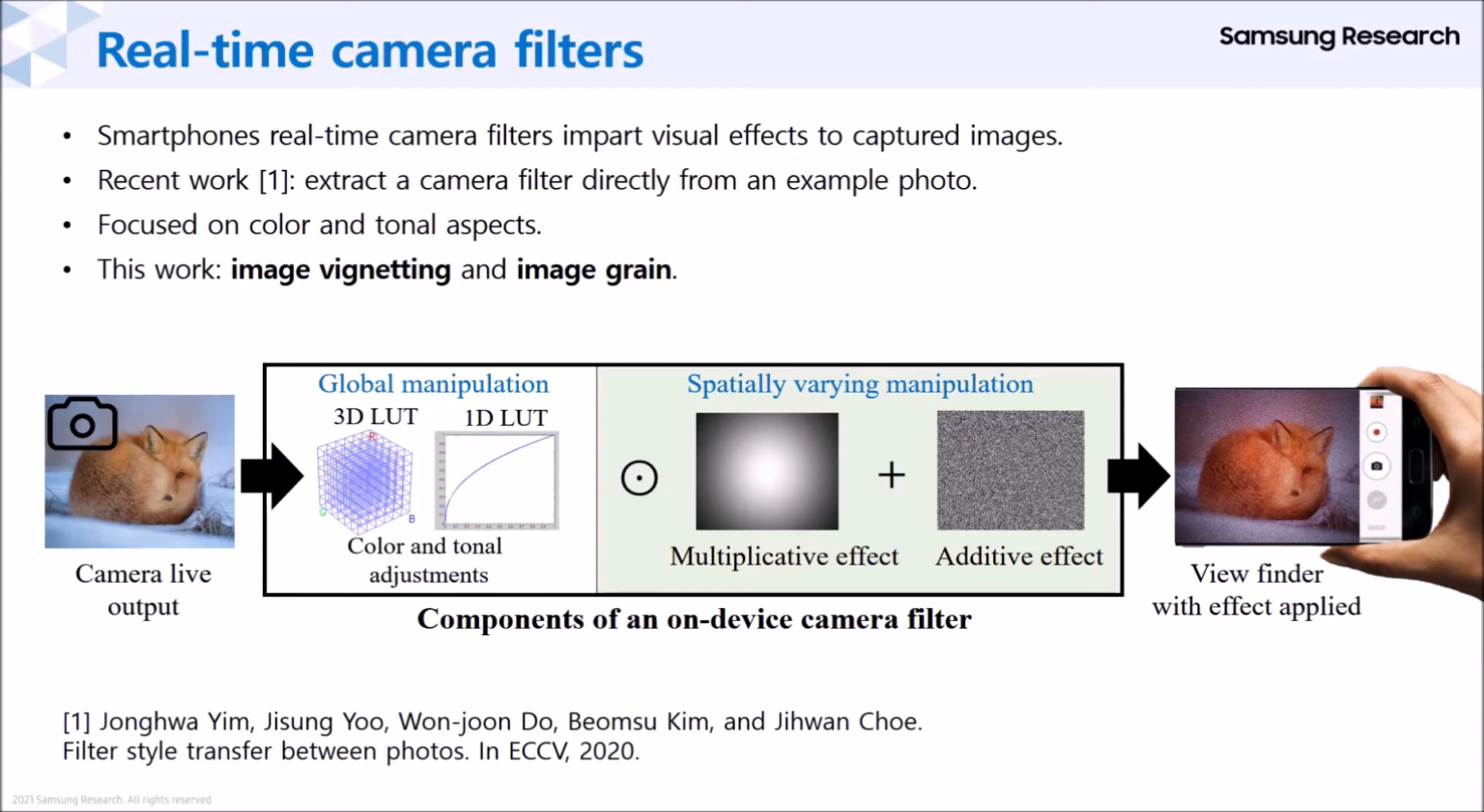In this work, we introduce a method to extract two spatially varying effects commonly used by on-device camera filters, namely image vignetting and image grain.